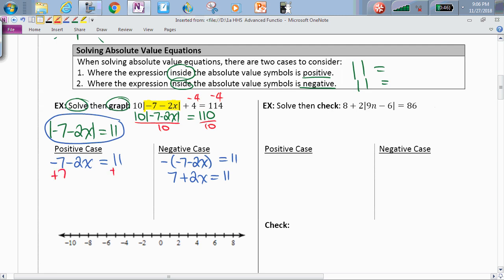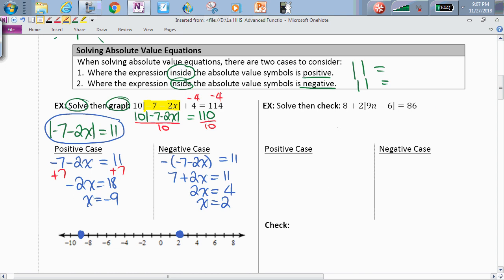We're going to add 7 to both sides, and that leaves us with negative 2x equals 18. Divide both sides by negative 2, and we get x equals negative 9. On the other side, we subtract 7 from both sides, and we get 2x equals 4 and x equals 2. So we have x equals negative 9 and x equals 2. And that's all you have to do in terms of graphing.